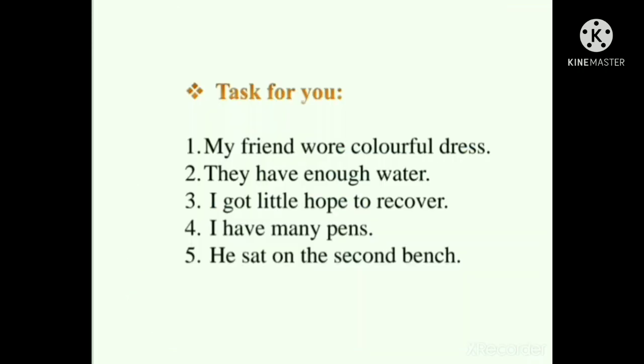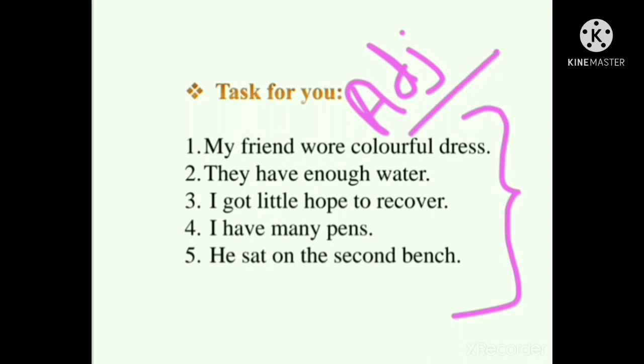Okay, now it's your turn. What you have to do is solve this task. Here I have given 5 sentences, and you have to find the adjectives here, then point out the types of adjective also, and write your answers in the comment box. I will check them. Okay, in the next lecture we are going to learn the remaining types of adjective. Those are demonstrative adjectives, then distributive adjectives, interrogative adjectives, and the last one is possessive adjectives.